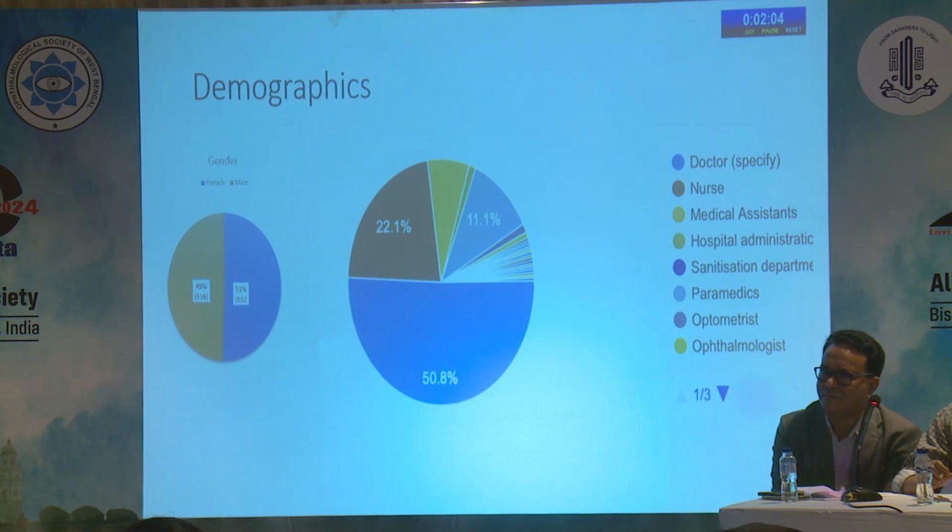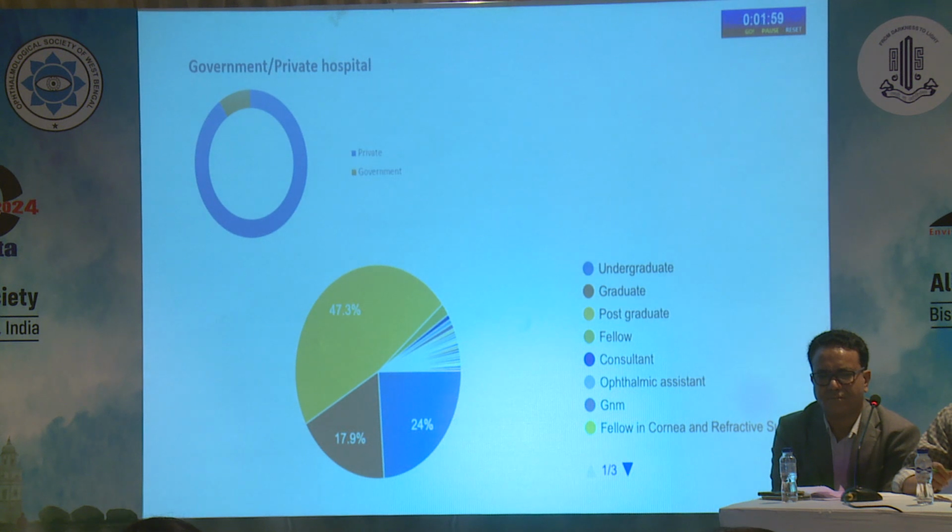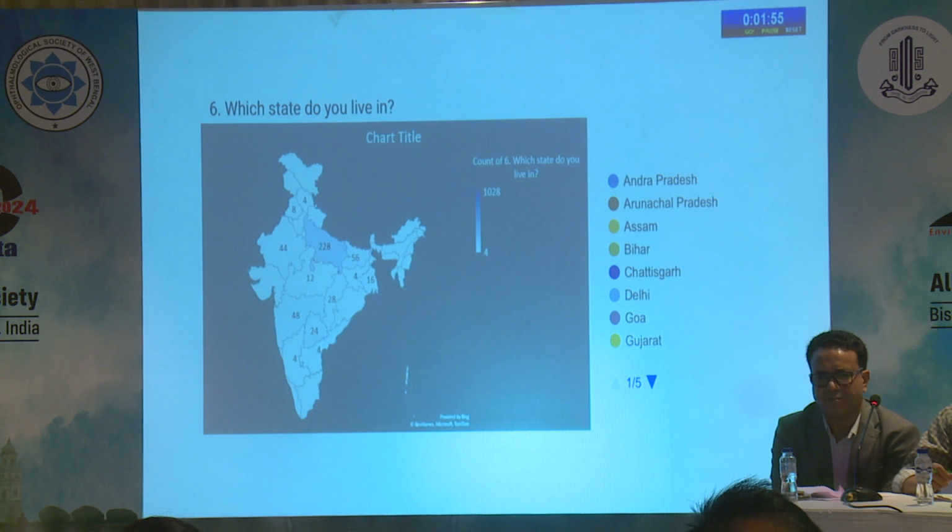Doctors were the maximum in our group, with nurses being 21, mostly from the private sector, and the postgraduates and undergraduates were the maximum in number. In the geographical distribution, central India had the maximum number of respondents, and the extreme peripheries of India could not respond well.